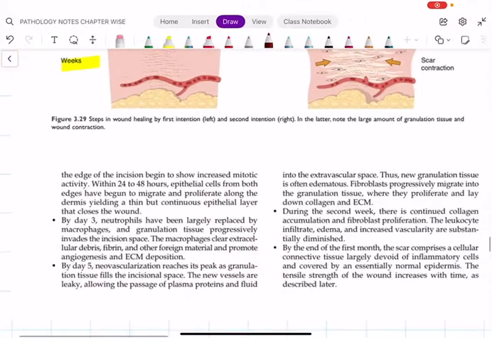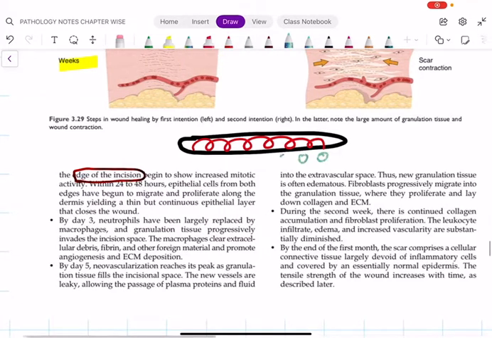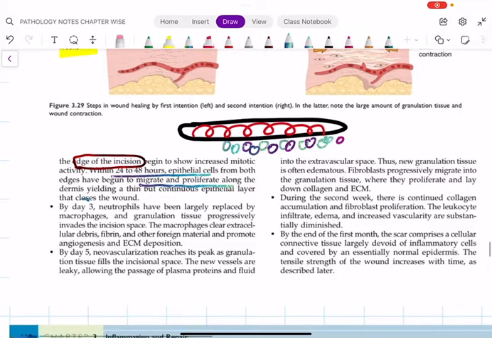And finally, what will happen? I am drawing a picture here. This is a wound, and here you have the fibrin clot, and here come the neutrophils. The neutrophils will accumulate more towards the edge of the incision. Within another 24 to 48 hours, they undergo further proliferation. And by day 3, these neutrophils will be replaced by macrophages and granulation tissue.